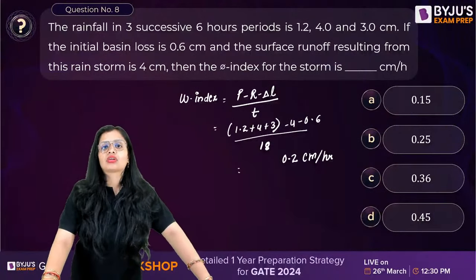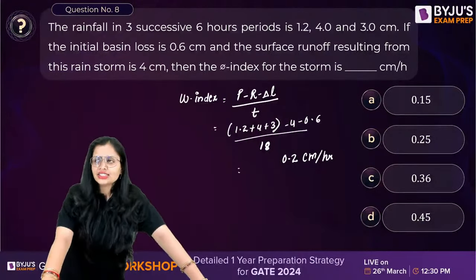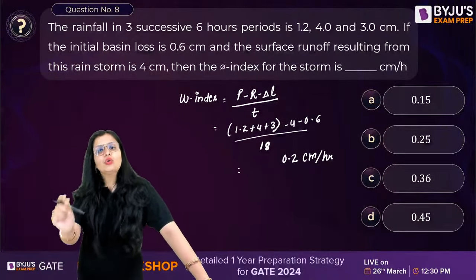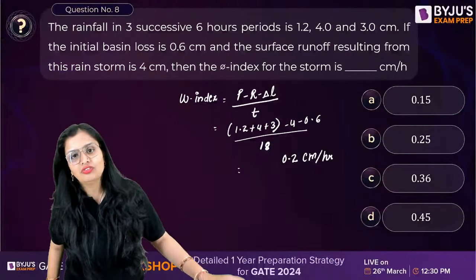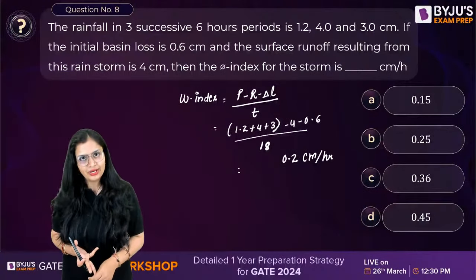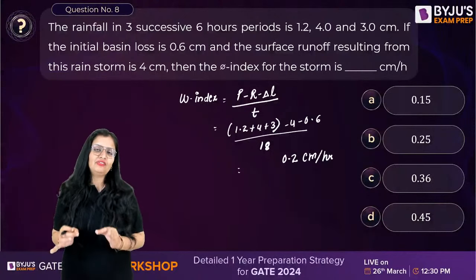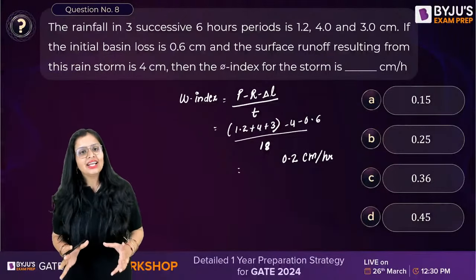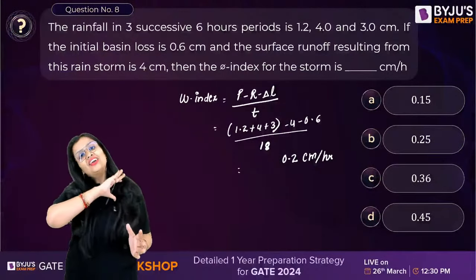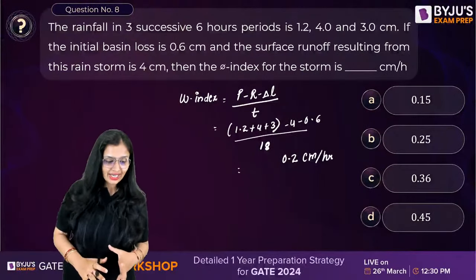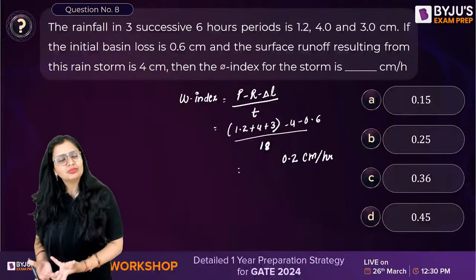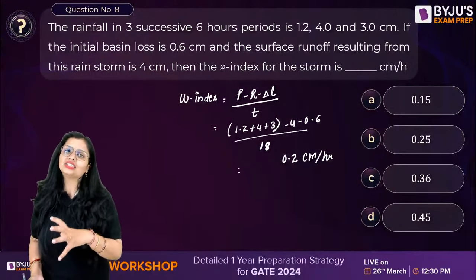Is it coming 0.2? And phi index is the average infiltration rate above which rainfall volume is equal to runoff volume. So you will take only those infiltration which produces runoff. Let me tell you, phi index is always greater than or equal to W index. Secondly, very, very important, phi index considers initial losses also in itself. W index rejects initial losses, while phi index tells you that fine, if there is depression storage, if there are initial losses, if interception loss, all these initial losses are considered in phi index.